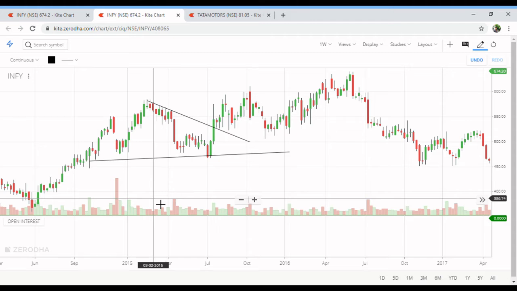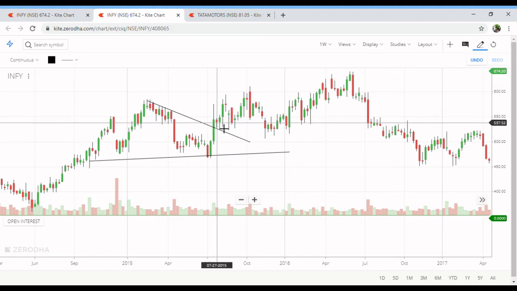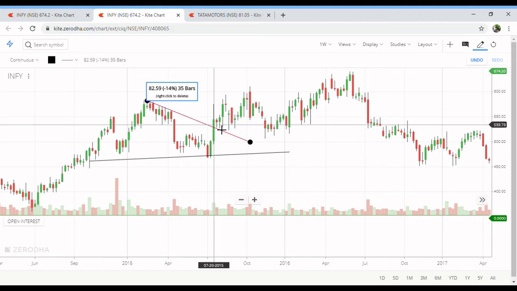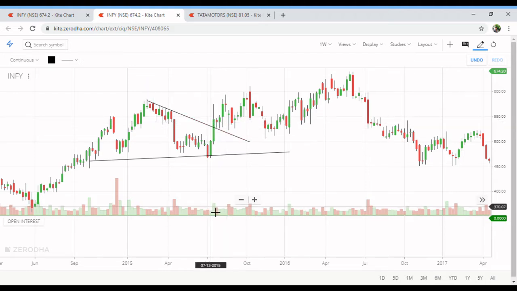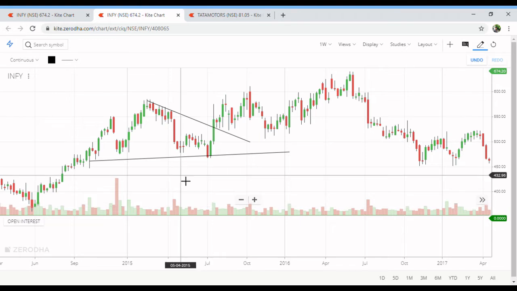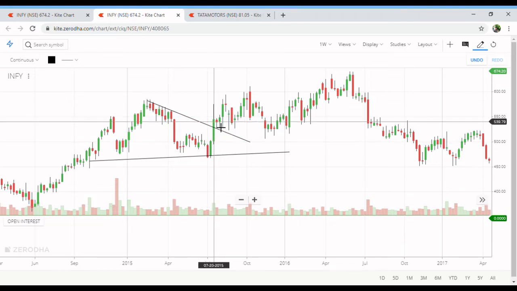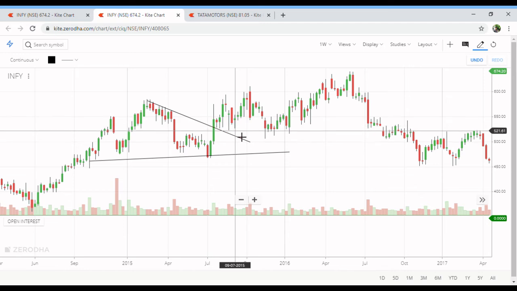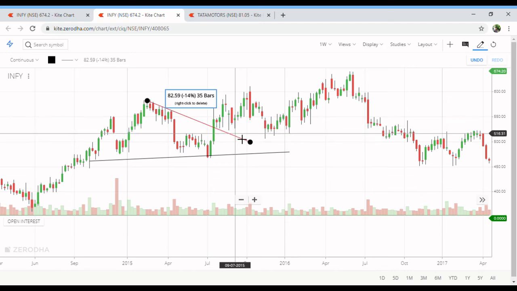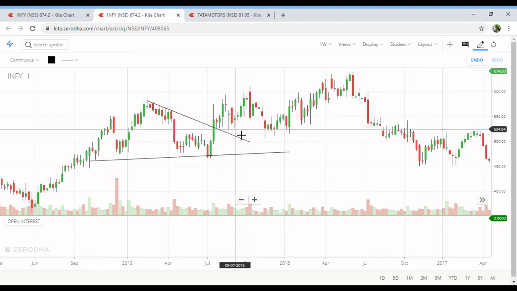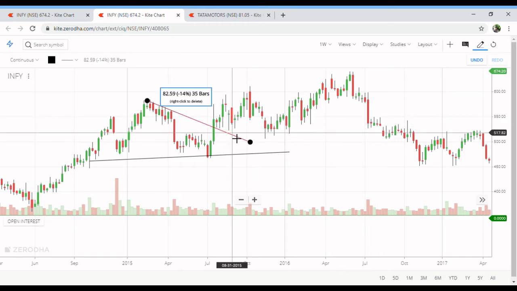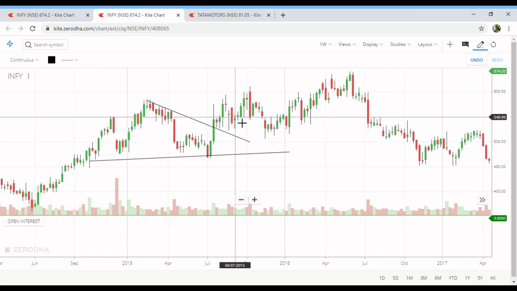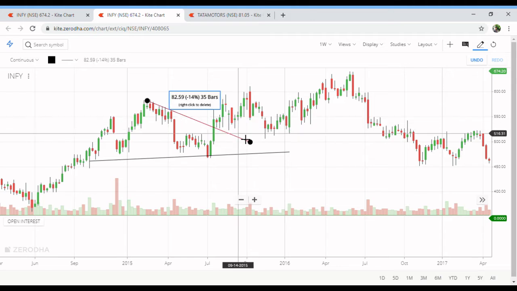Here you can see a very big green candle made with very good volume. After that, the price might have a pullback towards this resistance level, which might turn into support. Whenever the price comes down to this level, if there is lower volume, then you can take it as a long position.